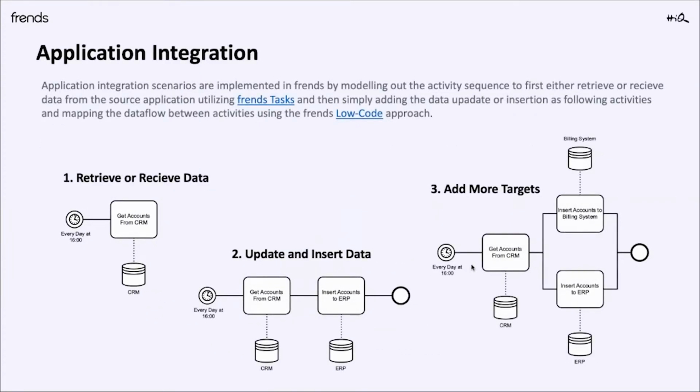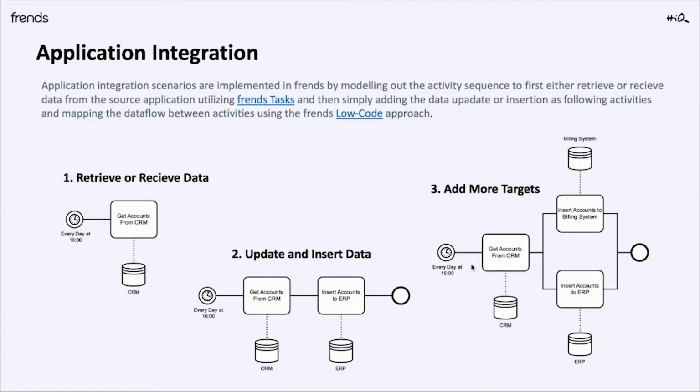When we discuss application integration, what we can do with Frends is to model different kinds of sequences. After the modeling, we are able to configure different kinds of task elements. In this example, you can see different kinds of triggers that start a certain process of retrieving or receiving data from a CRM database. We have scheduled that the process starts at a specific date and specific time every day. So what it actually does for us is retrieve data from a CRM system. The second step is that we can get the accounts and insert the accounts in another system.